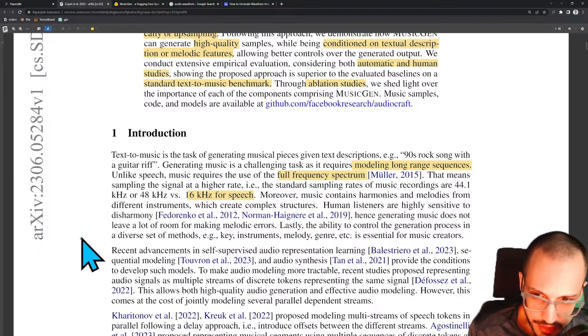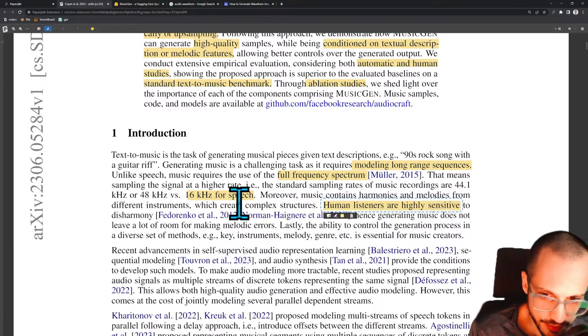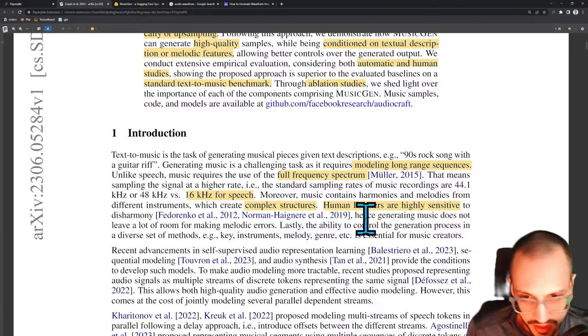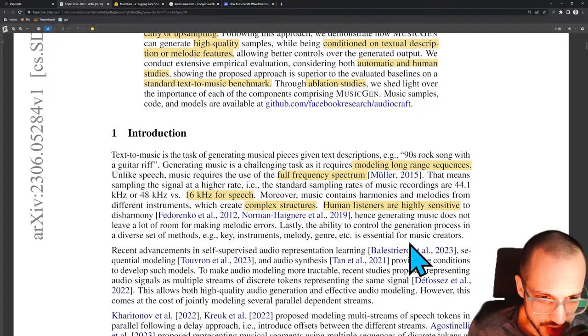Music contains harmonies and melodies from different instruments, which create complex structures. Human listeners are highly sensitive to disharmony, yeah. So you have this kind of perfect soup of a complex distribution that music sits on, and then you also have the fact that humans are very, very good at identifying points from that distribution, and that makes for a very difficult generation task. Generating music does not leave a lot of room for making melodic errors. The ability to control the generation process in a diverse set of keys, instruments, genres is essential for music creators.